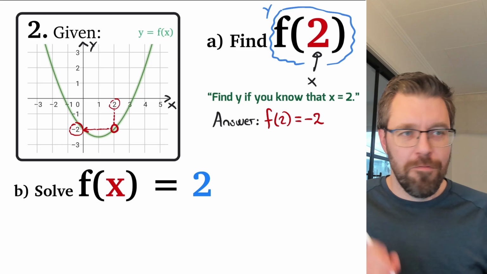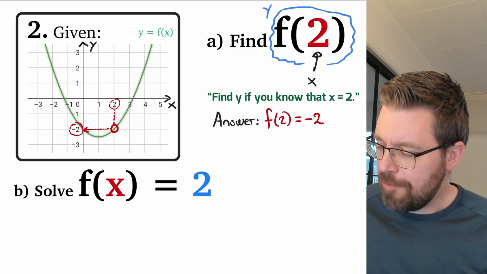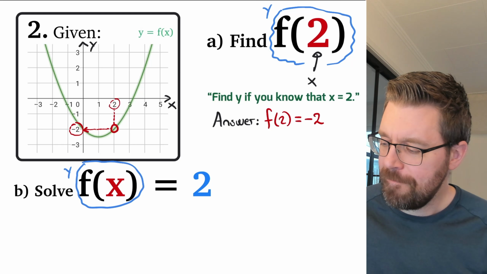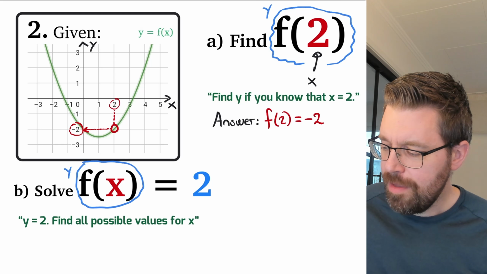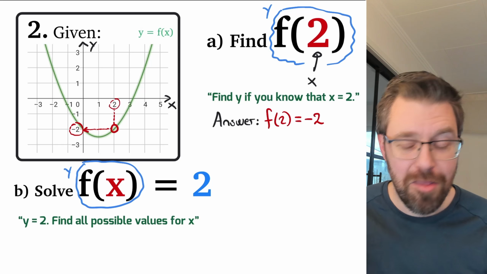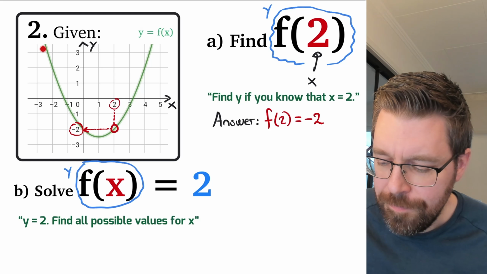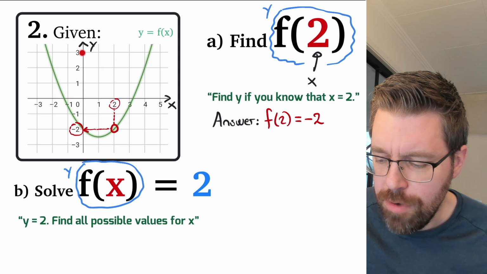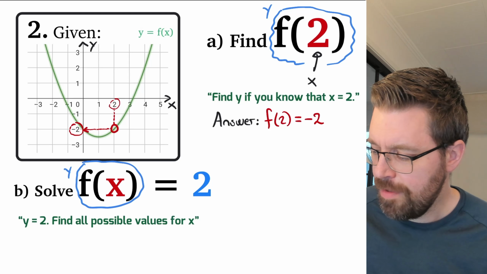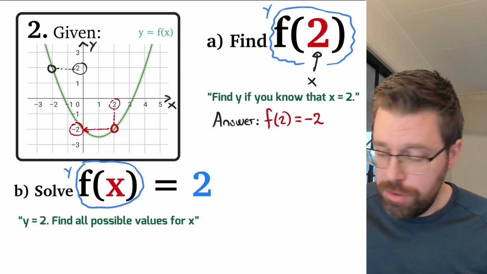Okay, so the B question. Solve f of x equals 2. And then we know that f of x is the whole value of y. And the question could be written like this: y equals 2. Find all possible values for x. So, on this graph, say stop when y equals 2. Not here. Here's y 3. So say stop. Stop. Okay. This point. Here we have number 2. But we have 1 point more.